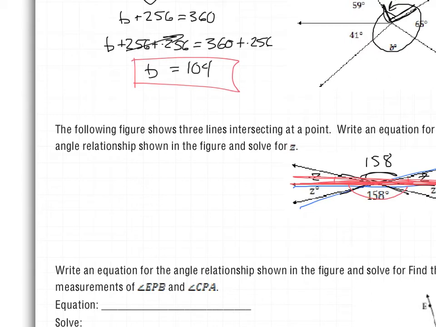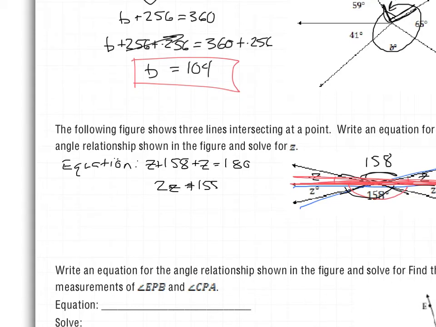I didn't really give you the space to do this, but our equation we're going to put here. Again, you could add it around to 360 degrees. I'm just going to use the half of it. That's 180 degrees. And so I'm going to have Z plus 158 plus Z is equal to 180. Combining like terms, I'm going to get 2Z plus 158 is equal to 180. I'm going to add the negative 158 to both sides. So 180 plus negative 158.